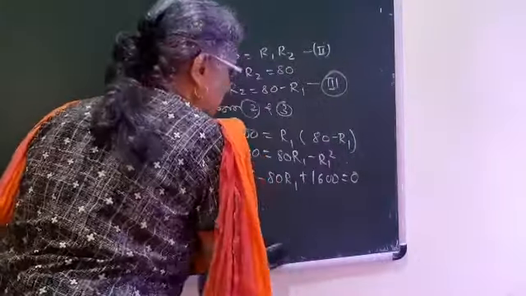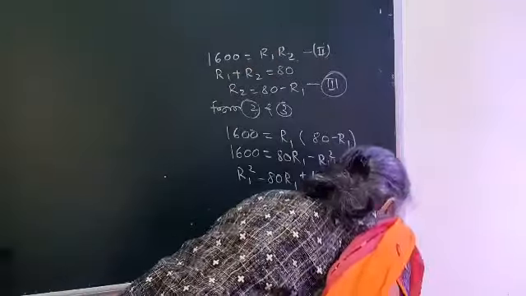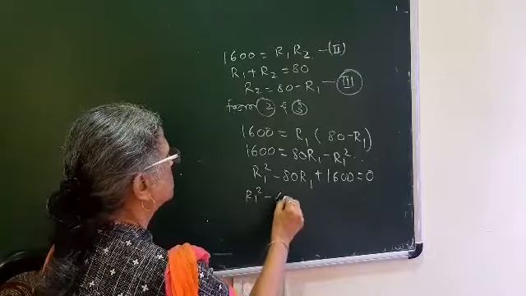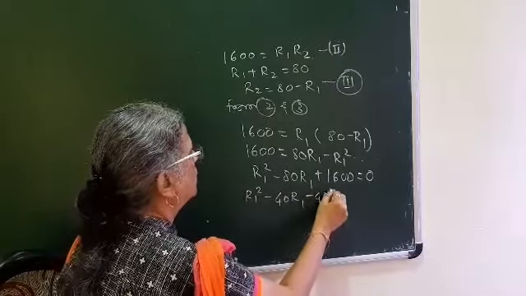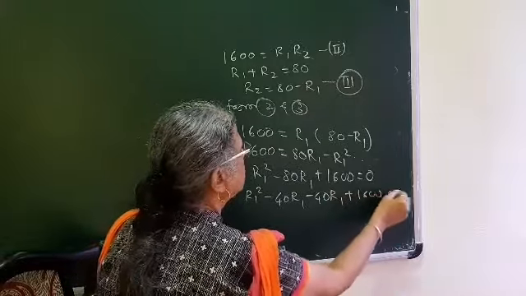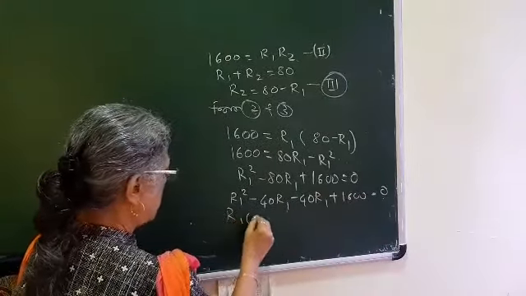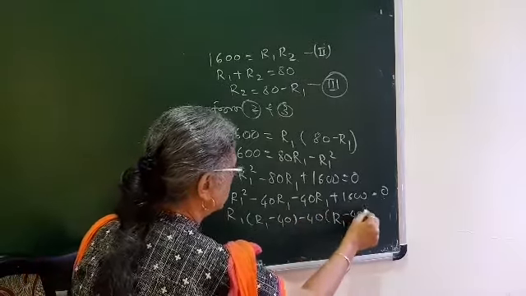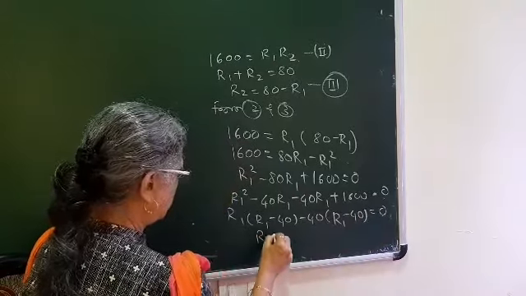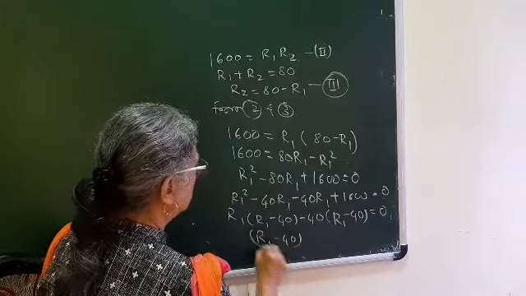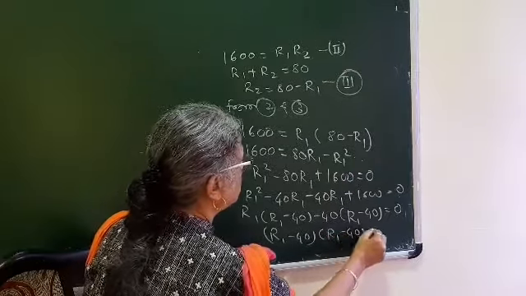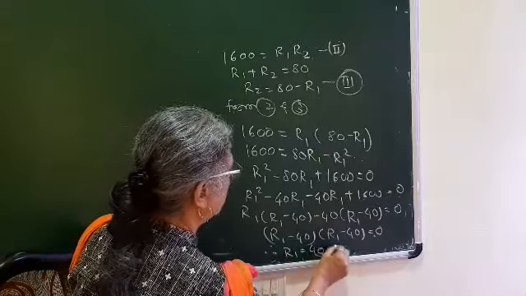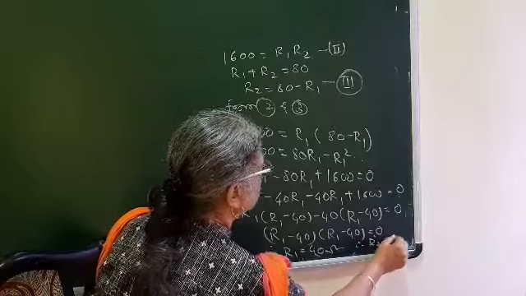If we split the middle term in this, we can have 40 and 40 as factors. So R1 square minus 40 R1 minus 40 R1 plus 1600 is equal to 0. So R1 common, R1 minus 40 common, R1 minus 40 is equal to 0. So we will have R1 minus 40, again R1 minus 40 is equal to 0. Therefore R1 is equal to 40 ohm. Therefore R2 is also 40 ohm.